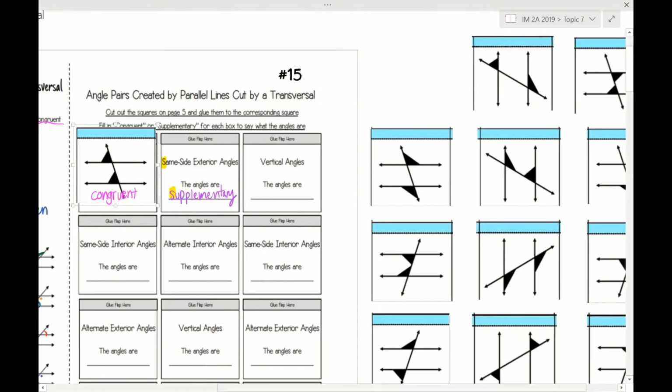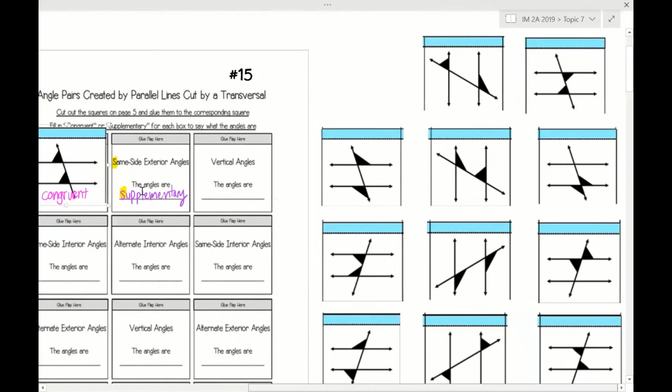So I'm looking for angles that are on the same side of the transversal and on exterior angles. So notice that this one, I have exterior angles. The angles are outside the parallel lines, but they're on alternate or opposite sides of the transversal. So that won't be same side exterior.